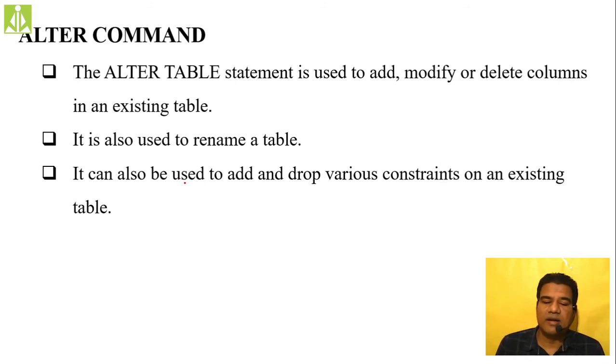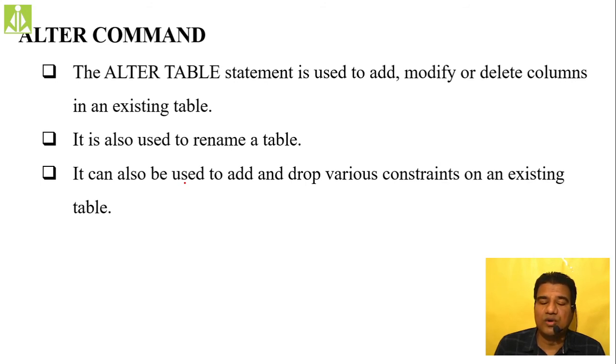The alter table command is used to add, modify, delete columns in an existing table. It is also used to rename a table. It can also be used to add and drop various constraints. After the discussion of SQL constraints, we will come to know this other important usage of the alter command. That is, to add a constraint to an existing SQL table, to remove a constraint, or to modify an existing constraint, we use this alter command only.